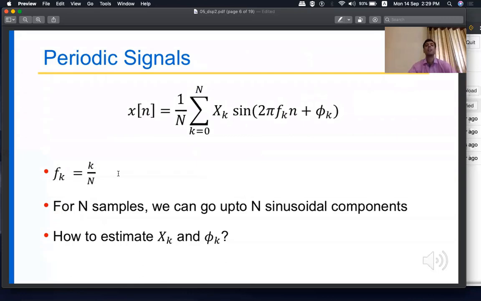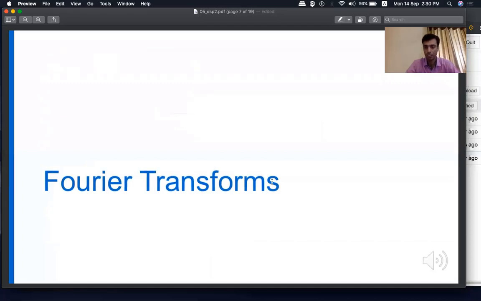As I told you, I can represent any periodic signal as a sum of sinusoids, where the frequencies are integral multiples. Our question is, why do we only use sine and not cos? Sine and cos are related by a phase shift. If you introduce a phase shift of pi by 2, it becomes cos. So both are equivalent, because this phase shift is general. By changing the angle appropriately, you can convert this entire notation into cosine. Okay, now let's come to the concept of Fourier transforms.